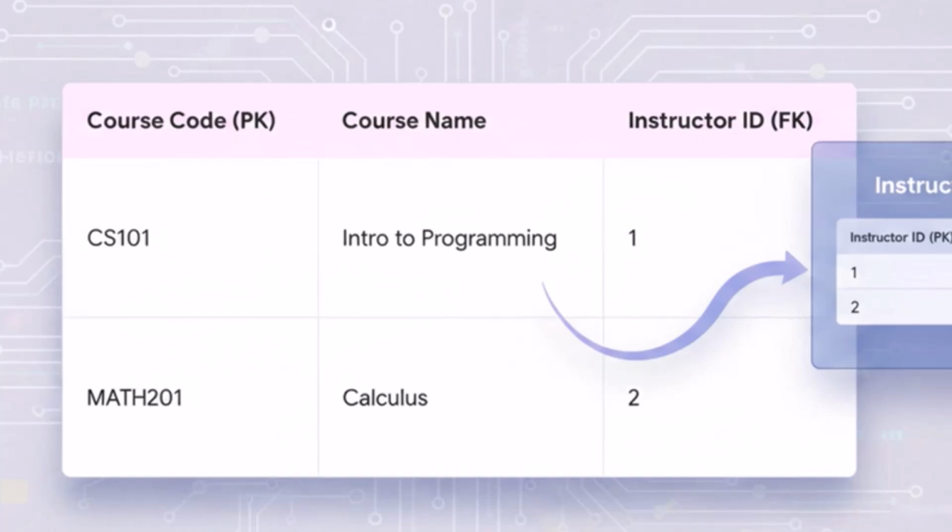You'll see that instead of storing the instructor's actual name, it now just holds the instructor ID, which is a foreign key. So now, whenever the database needs the instructor's details, it can just quickly look them up in the instructor's table. Our whole design is now incredibly clean and robust.